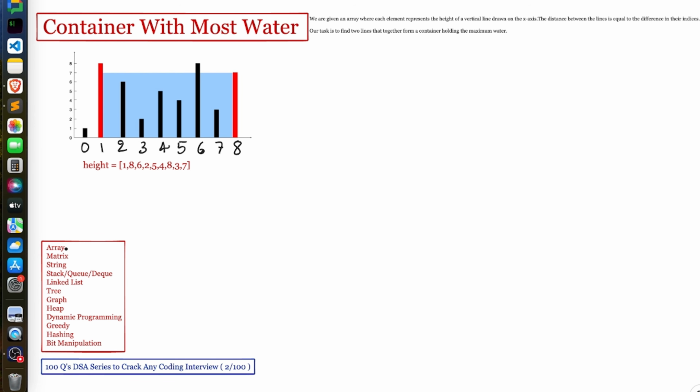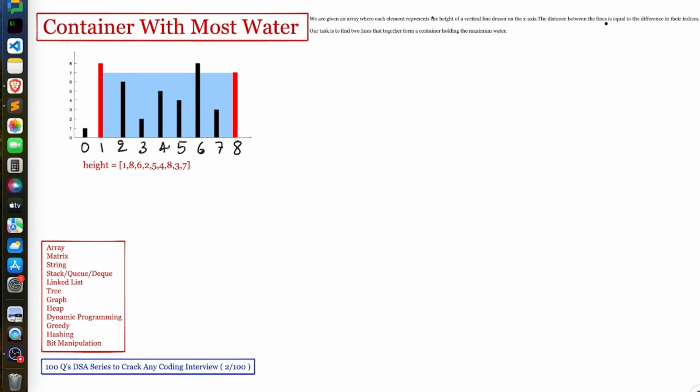So in array, we have already discussed the first problem, that was the trapping rainwater problem. And today we will discuss the second problem, which is container with most water. In this problem, we are given an array where each element represents the height of the vertical lines drawn on the x-axis. So these are the heights drawn on the x-axis, and each element of the array represents the height. For example, here in this test case 1 8 6 2, 1 means the height of the first bar is just 1, and the second height is 8, the third height is 6, and so on, right?